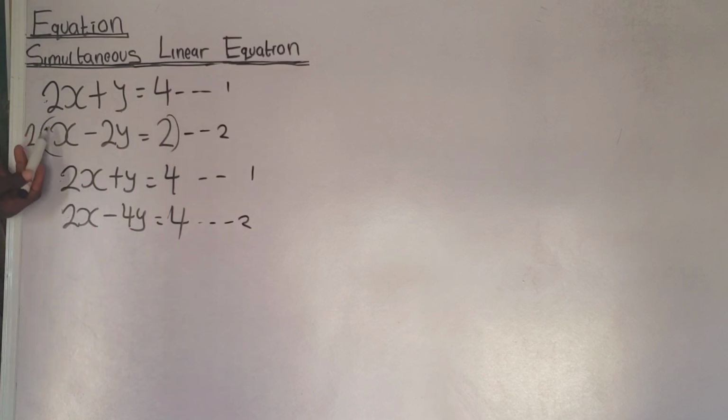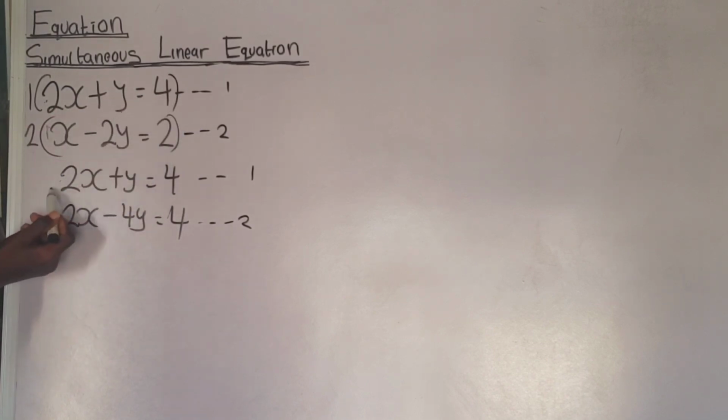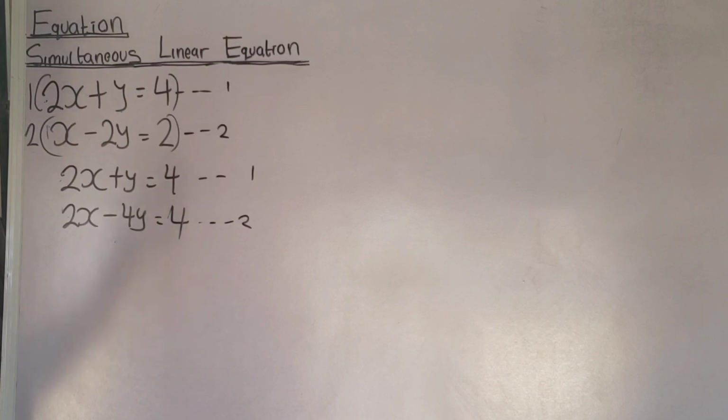The coefficient of x in equation 2 is what? 1. So I multiplied this equation by 1, which gives me this, and I multiplied the other equation by 2. I arrive at this. You understand? So I have modified the equations now. The next step is that I'm going to subtract equation 2 from equation 1.